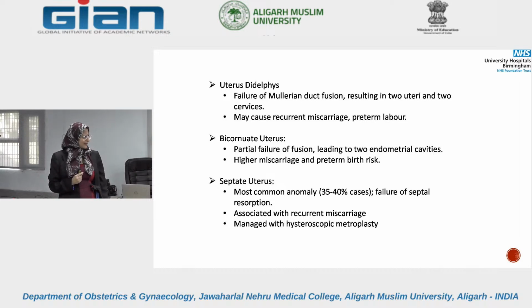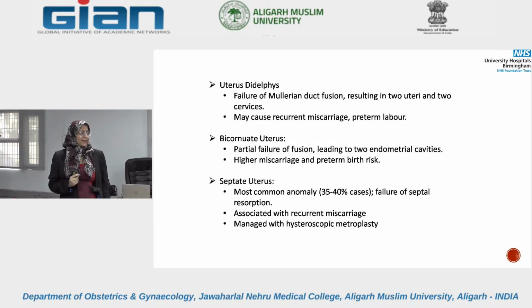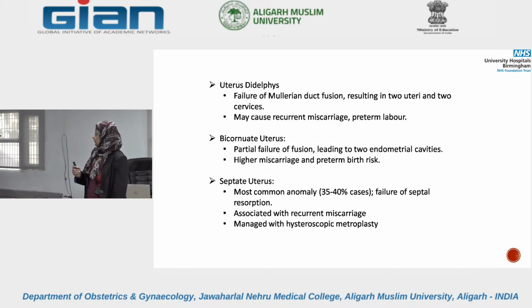Do we have recurrent miscarriage clinics here? Yeah. So something to keep in mind. Septate uterus is the most common anomaly. That's what I said, the heart-shaped uterus, 35 to 40% of cases, failure of septum resorption, associated with recurrent miscarriages and managed with hysteroscopic metroplasty.